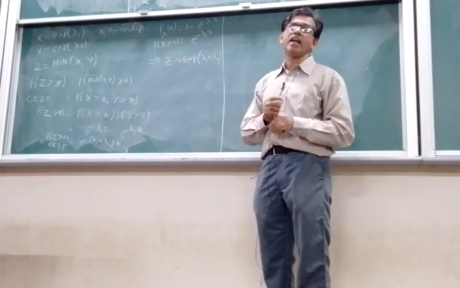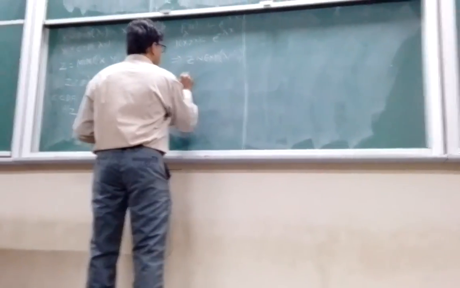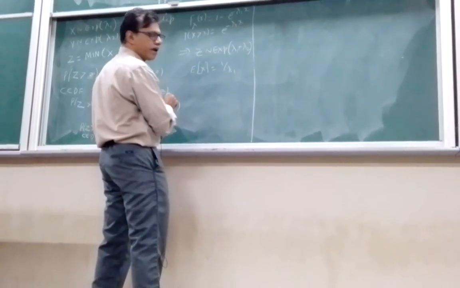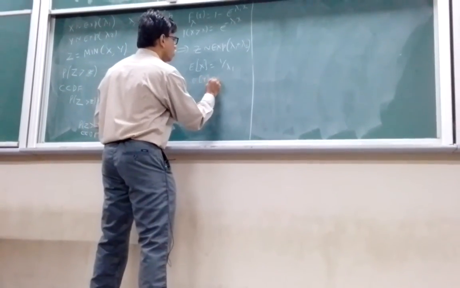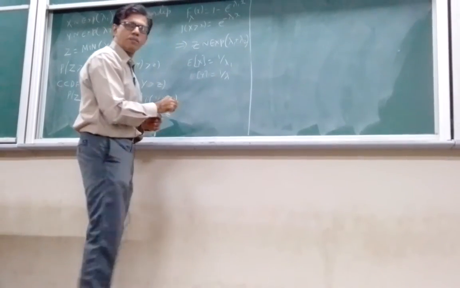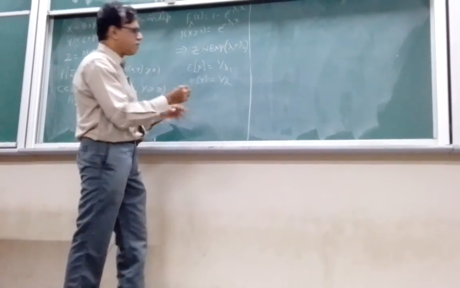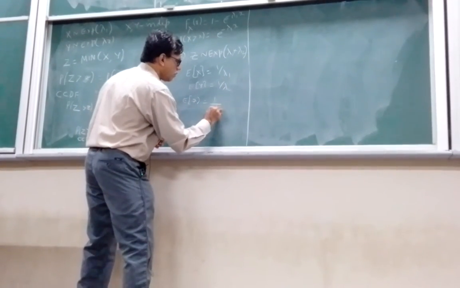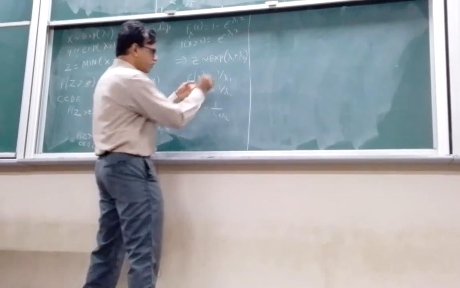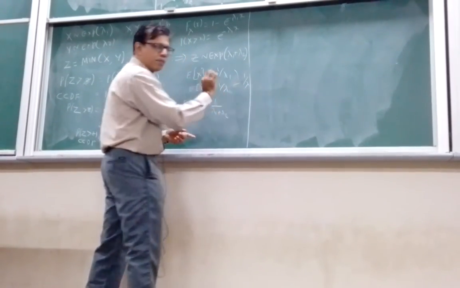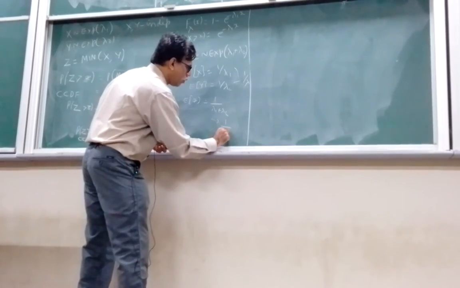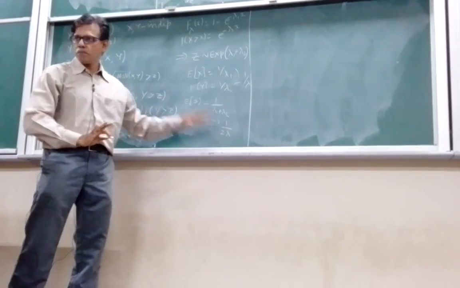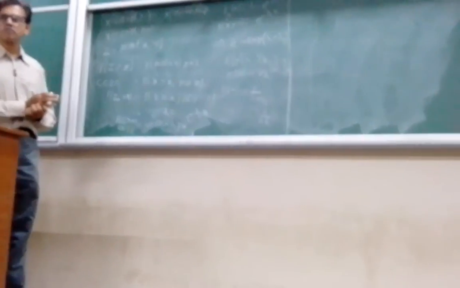Why? Let's look at the expected lifetime. E of X is equal to 1 over lambda 1, and E of Y is equal to 1 over lambda 2. In the case lambda 1 is the same, it is 1 over lambda. And E of Z is equal to 1 over lambda 1 plus lambda 2. If they were the same, then both these are 1 over lambda, and for this one it is 1 over 2 lambda. So the expected lifetime is smaller because we are looking at the minimum.